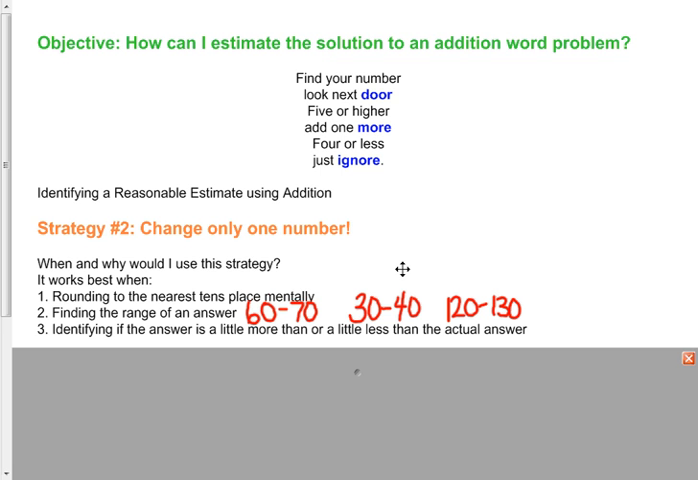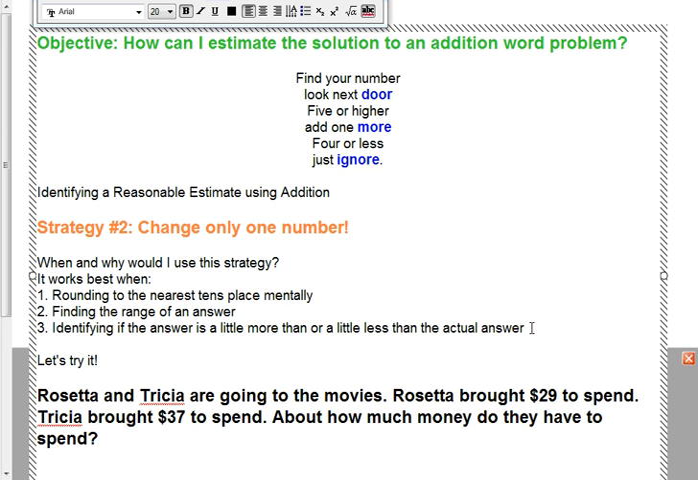The last reason why we would change only one number is if we're finding that the answer is a little more or a little less than a tens multiple.